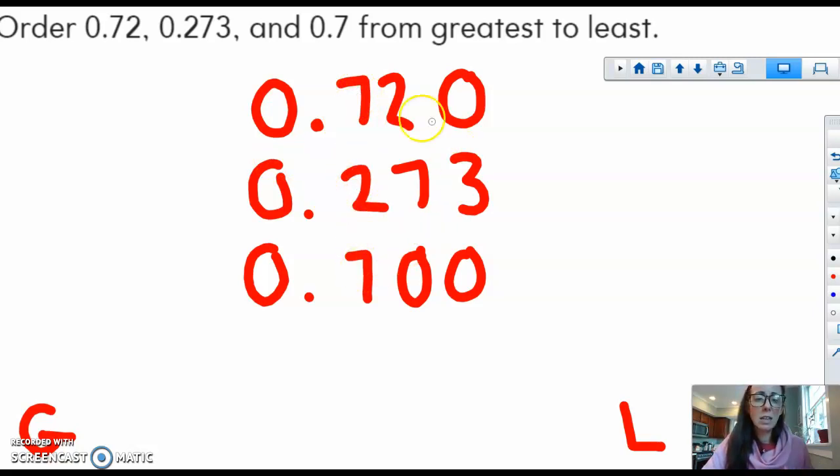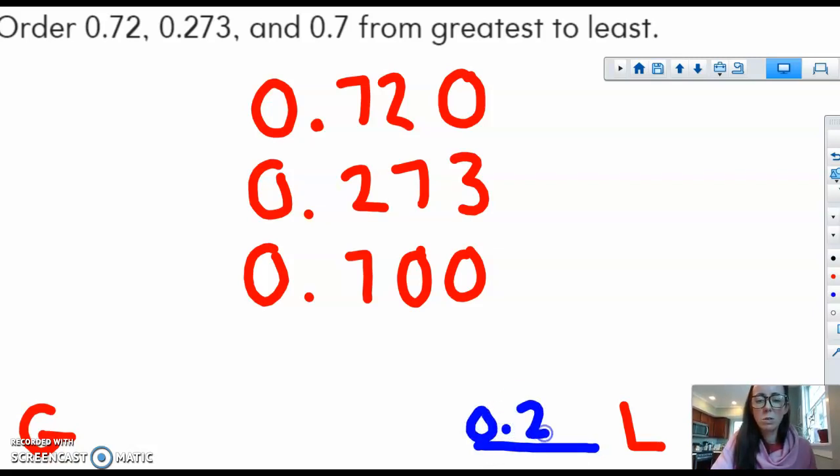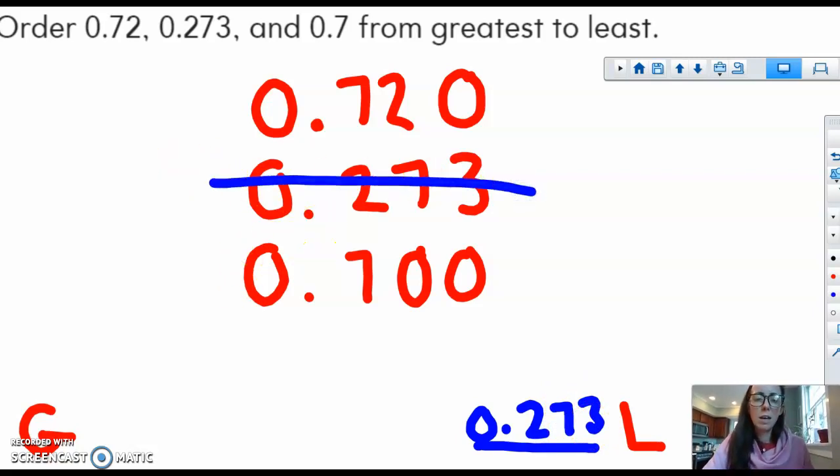I can't say anything about these two because they both have 7 in the tenths place, but I do know that this is my least decimal right here in the middle. So I'm going to set that up. I have 0 and 273 thousandths goes towards my least spot. I'm going to cross that off again.